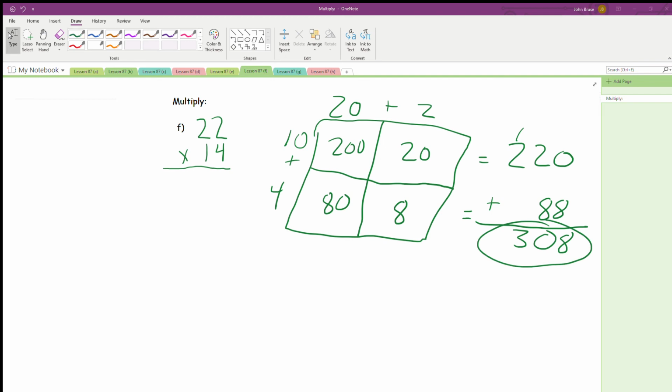Double check my work real quick. Let's get a calculator. I'm doing it that way. So I forgot my problem. It's 22 times 14. It's 308. We're good.